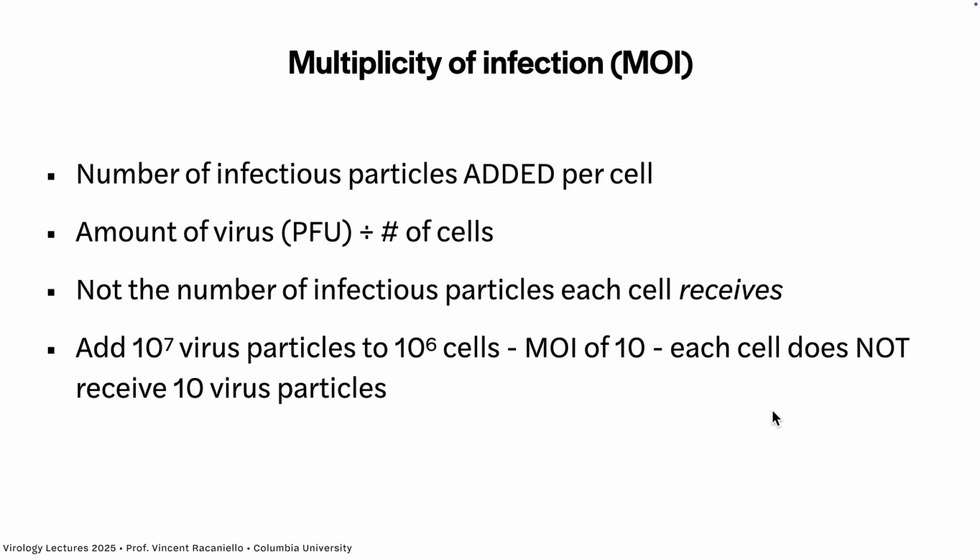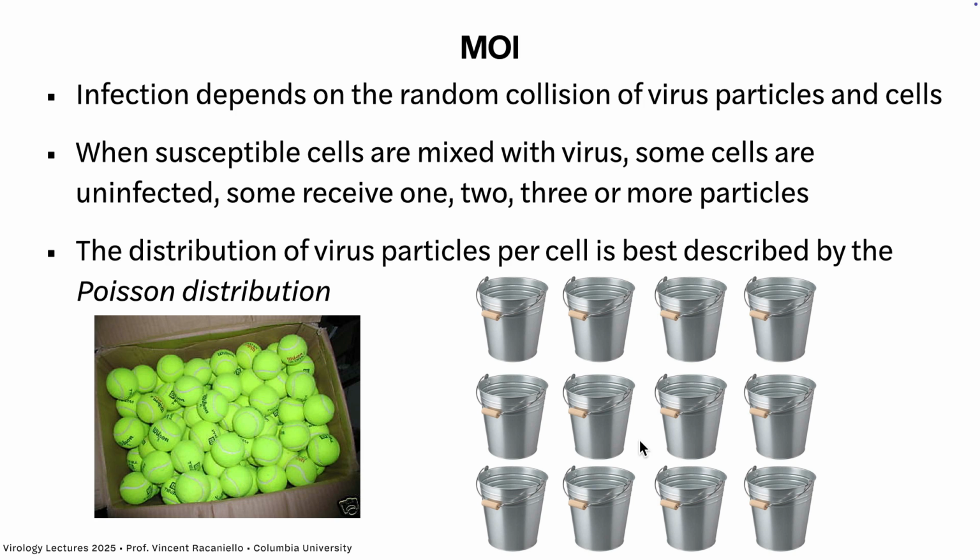It is not the number of infectious virus particles that each cell receives. So, for example, if you add 10 to the 7th virus particles to 10 to the 6th cells, that gives you an MOI of 10, but each cell does not get 10 particles. Why not? Well, infection is a random process. It depends on the random collision of virus particles and cells. When you mix cells with virus, some cells are uninfected, some get 1 particle, some get 2 or 3 or more.